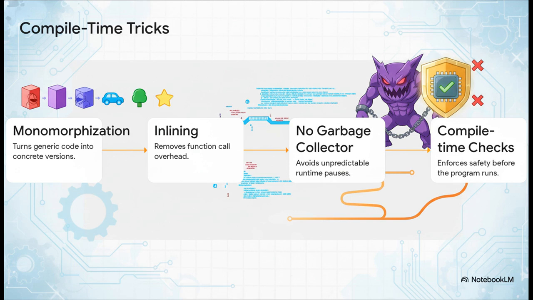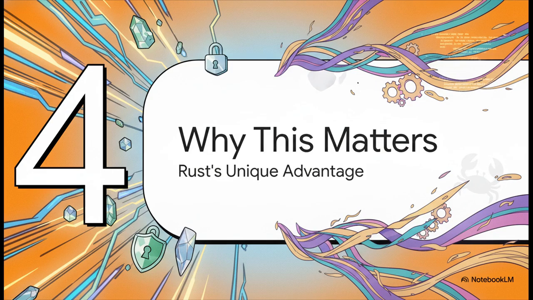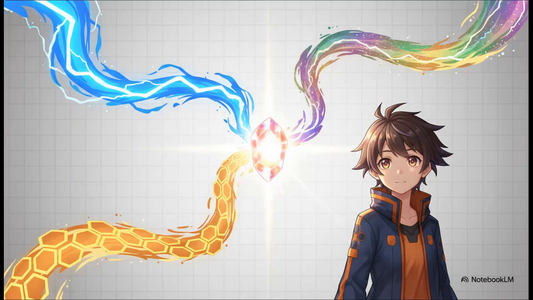Third, and this is a big one, Rust has no garbage collector, so no unpredictable pauses. And finally, all those critical safety checks, they're done when you compile, not while your program is running and slowing things down. So, okay, those are the technical details. But what does all this actually add up to? Let's take a look at how these compile time tricks give Rust a truly unique advantage in the whole landscape of programming languages. This right here, this is the sweet spot Rust carves out for itself.